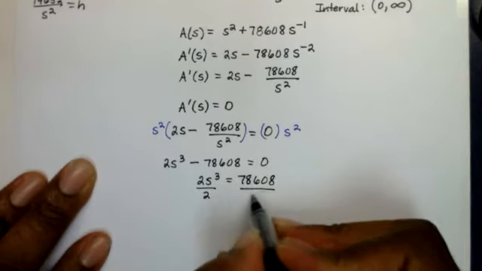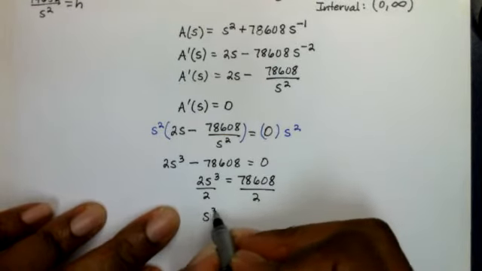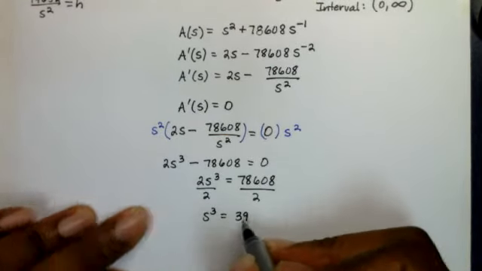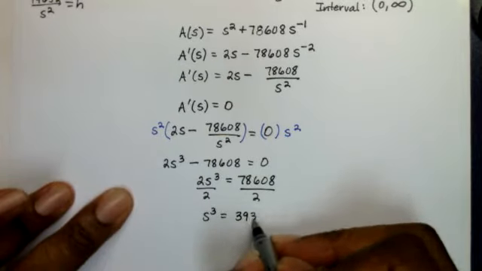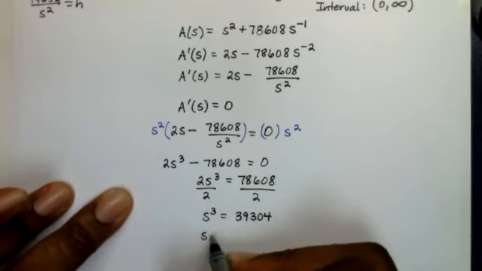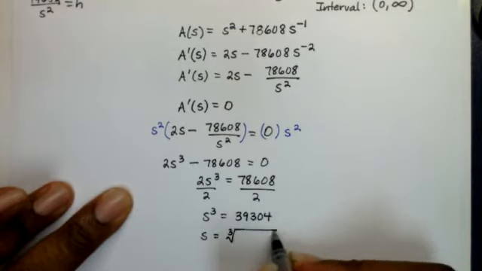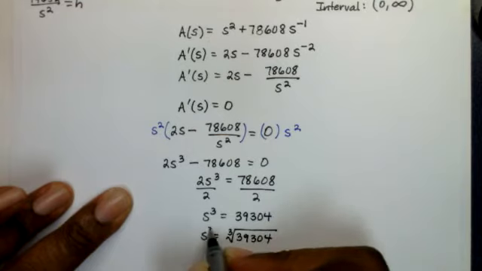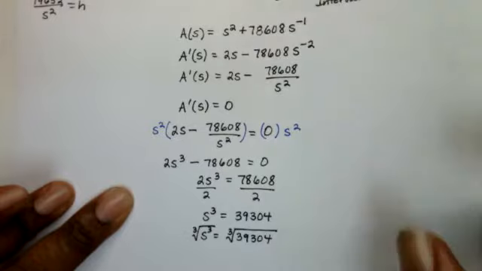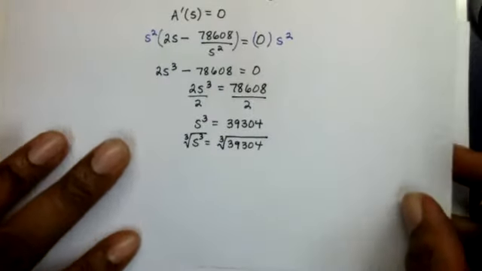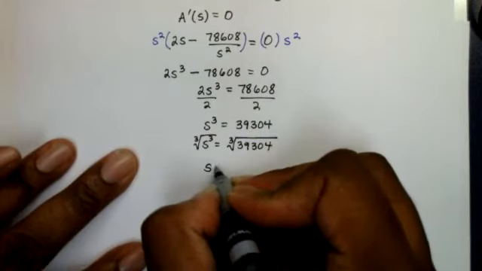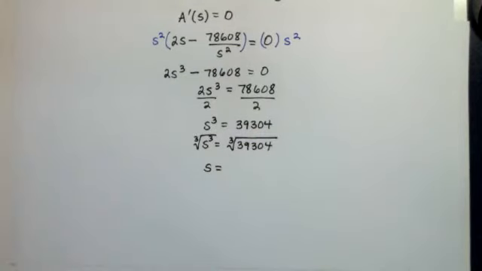Divide both sides by 2. S cubed would be 39,304. And to get S, I need to take the cube root of 39,304. In fact, I'll just cube both sides just to show you how to get an S by itself. So that means S is equal to, and here I'm going to use my calculator to come up with the cube root of this.